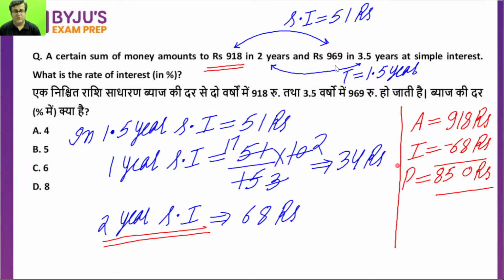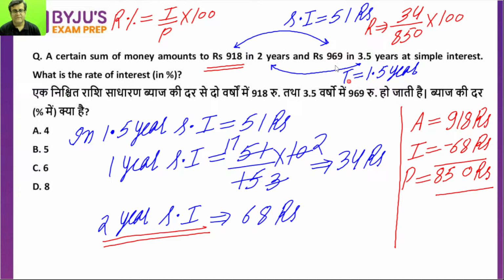Is this clear? Now, one more thing you will have to remember always: rate of interest is equal to interest by principal into 100. Now, interest in 1 year is how much? 34. Principal is how much? 850. 34 by 850 into 100 will give you the rate of interest. 4% is the rate. A option is right. Everybody can do it.